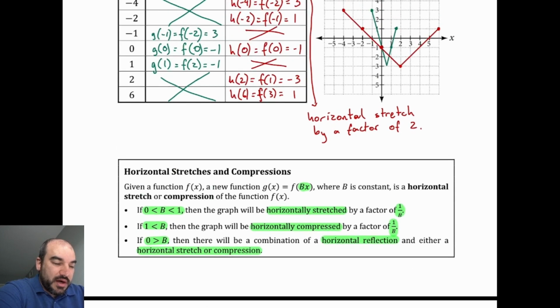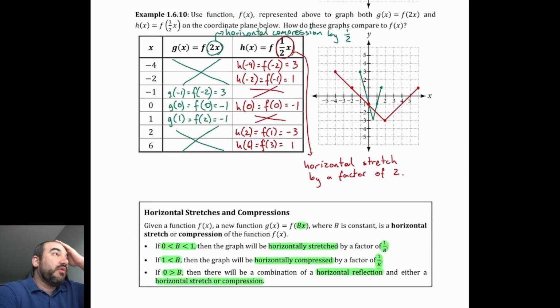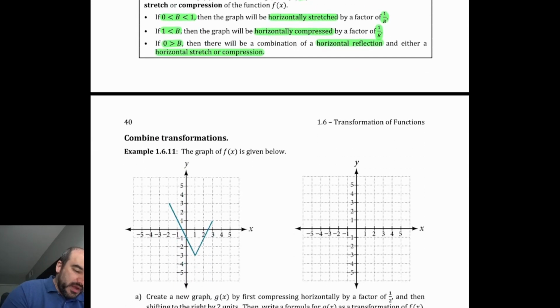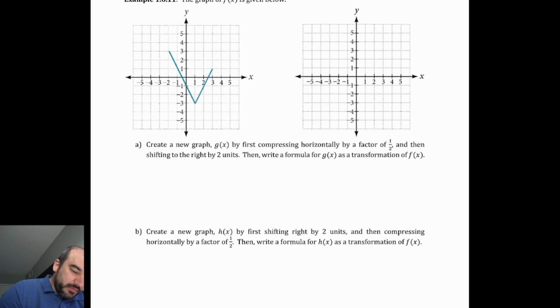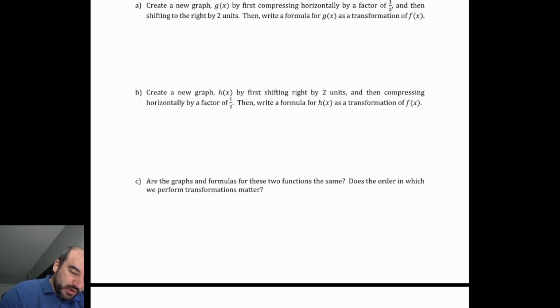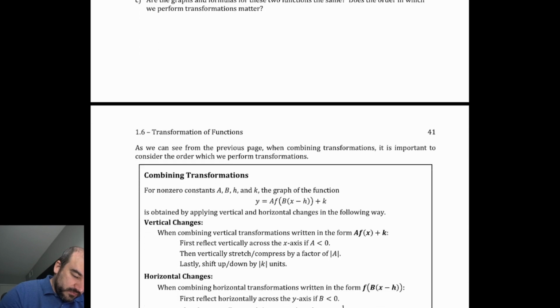Okay, let me pause there for any questions on vertical or horizontal stretches and compressions. Okay, maybe you'll have questions when you actually are working on these problems. So, combining transformations. I'm going to let you work on these.